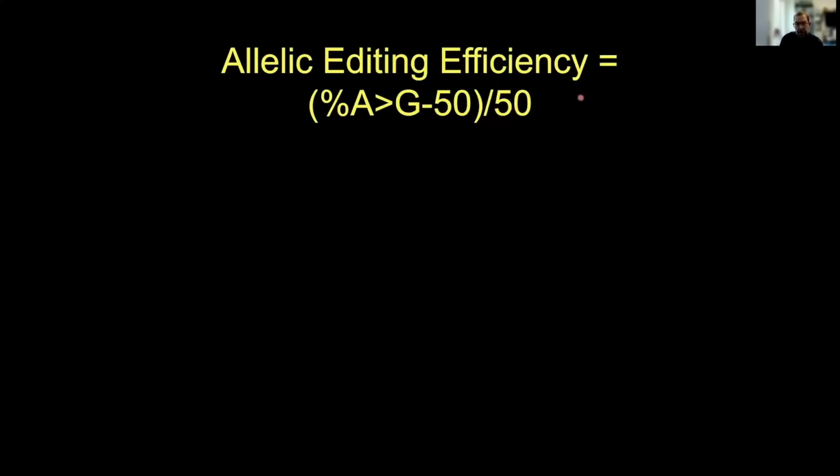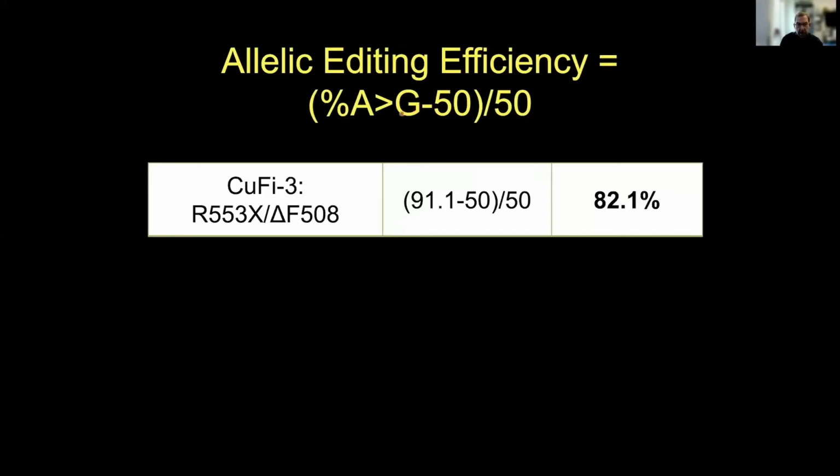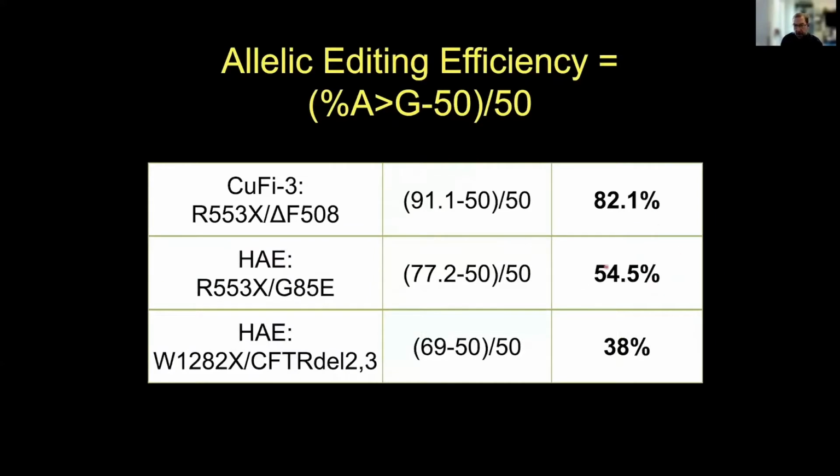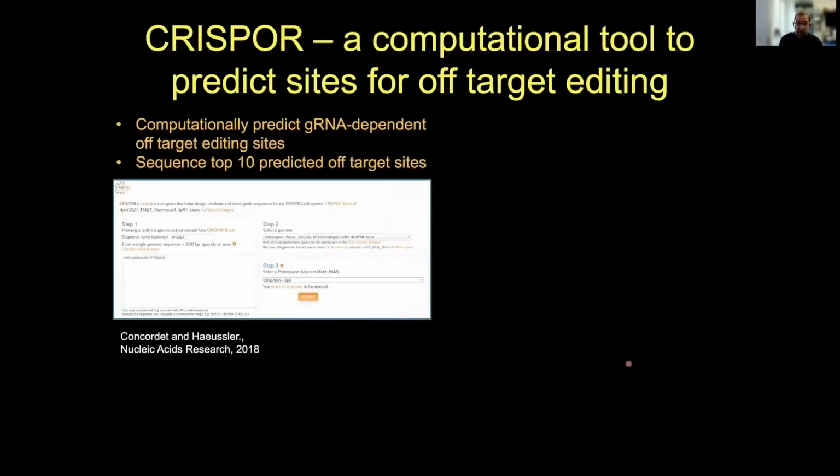So we were particularly interested in the allelic editing efficiency. And to do so, we used this equation here. So for CUFI3 cells, 82% allelic editing efficiency was attained. And in the primary cells, 54% for the 553X and 38% for 1282X.